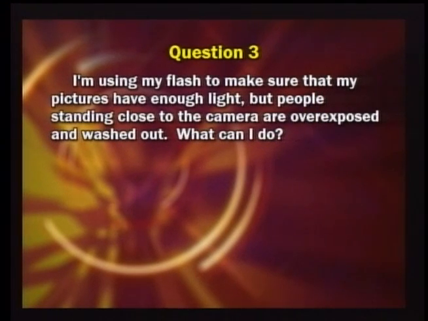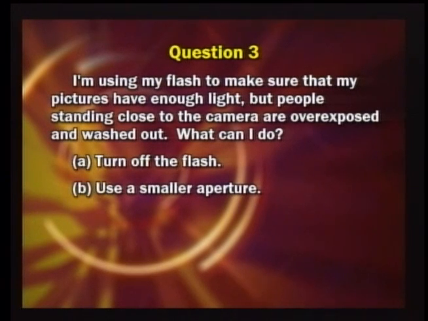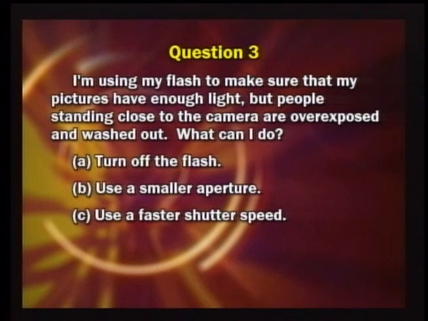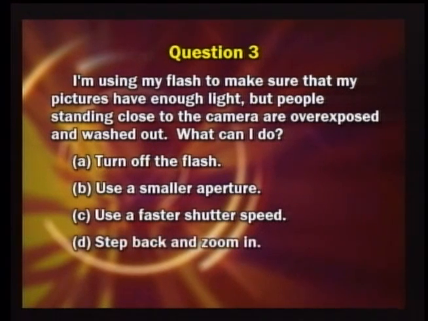I'm using a flash to make sure that my pictures have enough light, but people standing close to the camera are overexposed and washed out. What can I do? Answer A, turn off the flash. Answer B, use a smaller aperture. Answer C, use a faster shutter speed. Answer D, step back and zoom in.